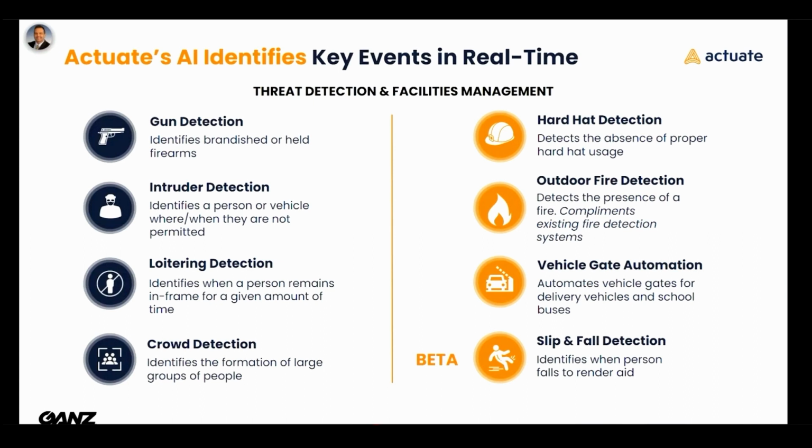We are always innovating. Example, we recently launched a model that detects school buses and delivery trucks, automating vehicle gates in gated communities, which reduces labor. Our most recent development is our beta slip and fall detection, which is currently being tested in the field.